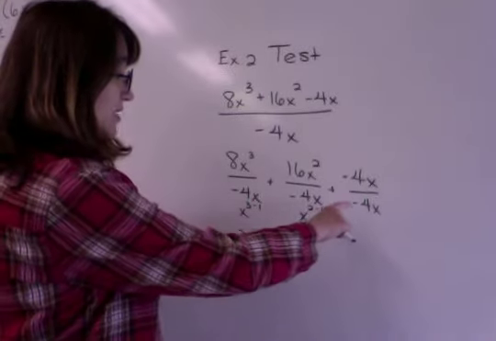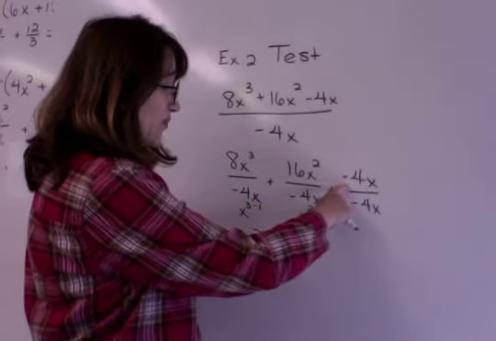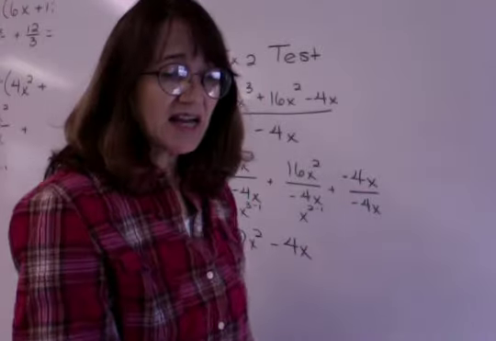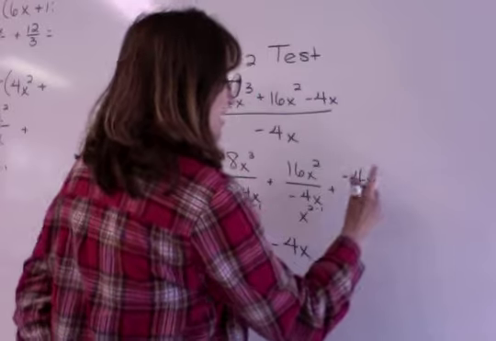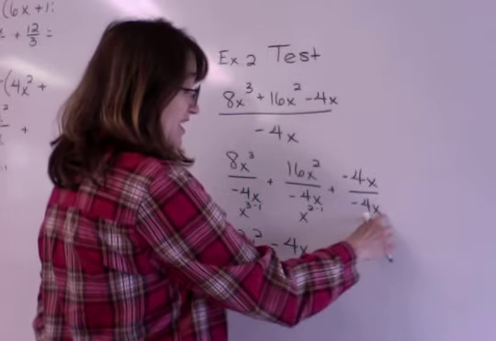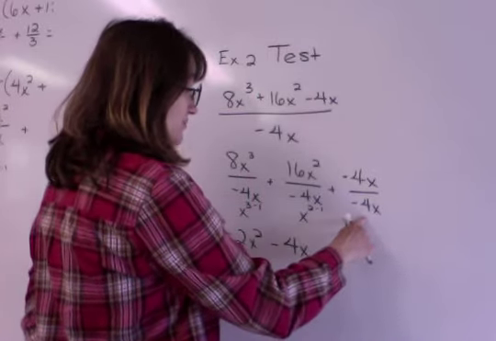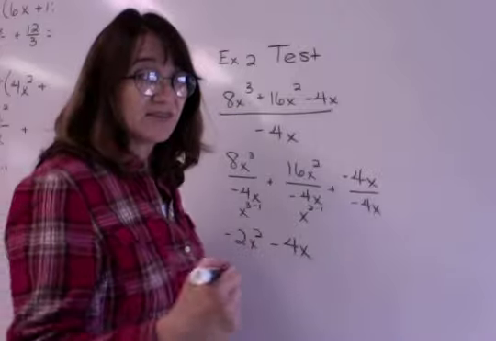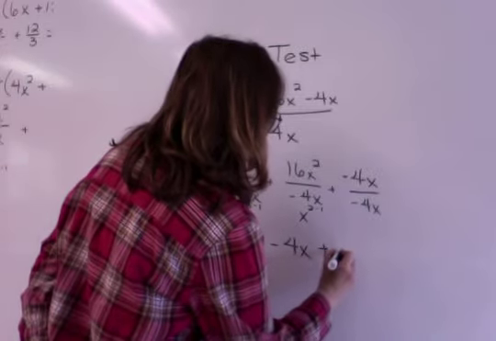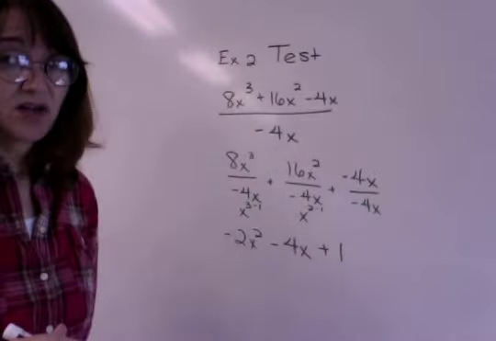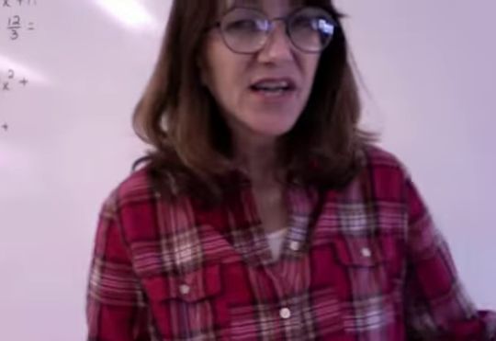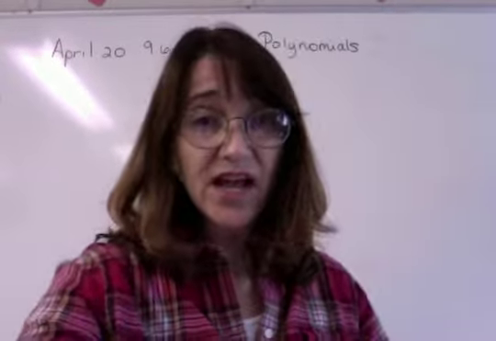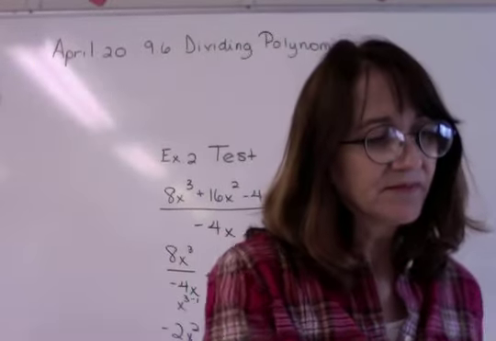Now, last step. I'm going to have a negative 4x divided by a negative 4x. So this is just like, the x is divided by the x, the negative 4 is divided by the 4. What do I have left there? A positive 1. So there's one like that on your test. Let's look in your book together and let's see what we're doing next.